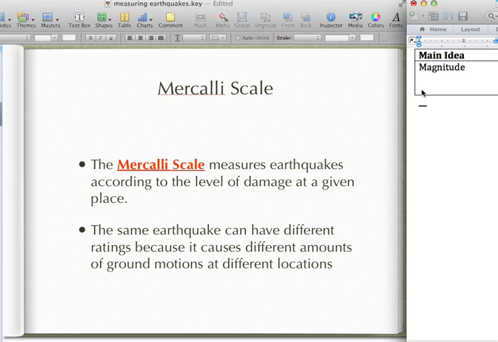So the first and oldest way to rank an earthquake is called the Mercalli scale, named after the gentleman who invented it. And it measures earthquakes according to the level of damage. So no instruments required, super simple. Problem though is that the same earthquake can have different ratings because different places have different amounts of damage. And if an earthquake has no damage at all, then it's really difficult to rate it. So it's very subjective and it's not particularly useful, but it is better than nothing.